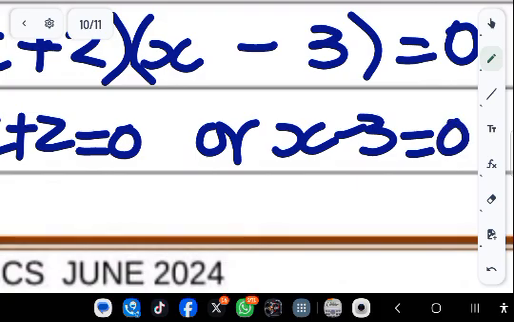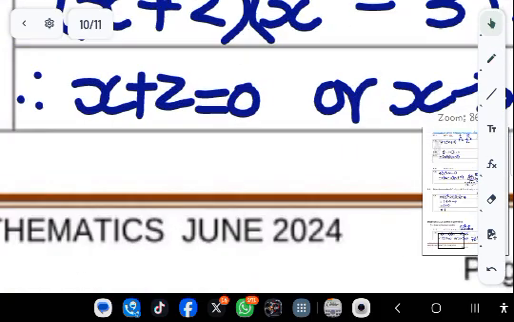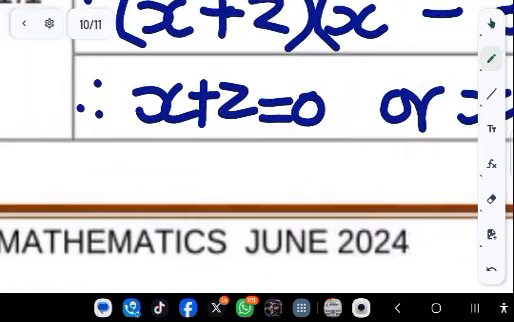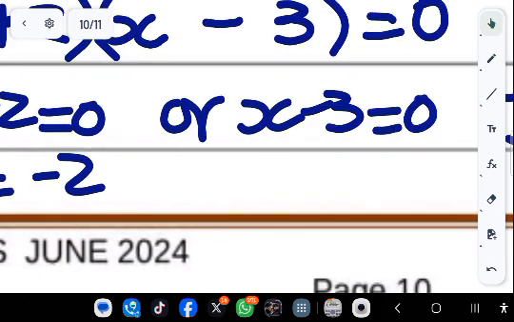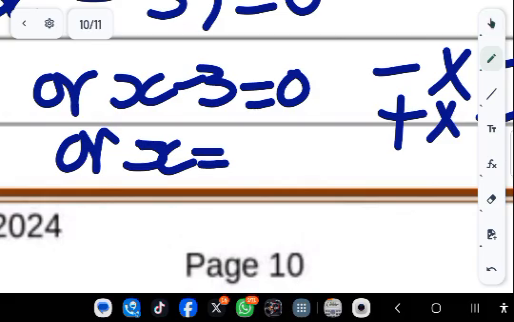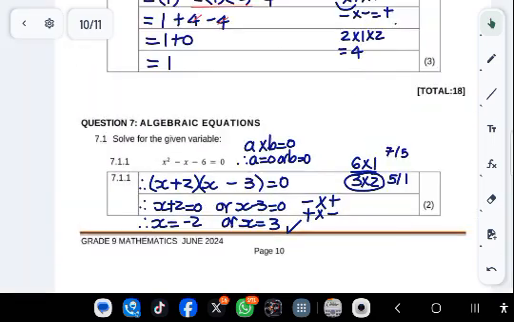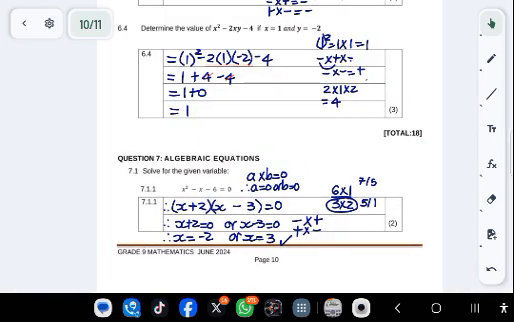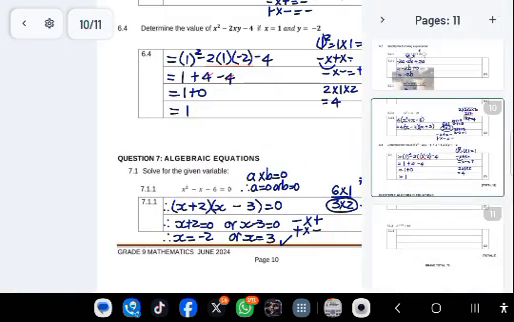And then we solve these linear equations like we would any linear equation. So what you do now, x equals, you just take this 2 to the right hand side and it becomes negative. Same story over here. Take this negative 3 to the right hand side and it becomes positive 3, and that's how you get your answer. So x equals negative 2 or x equals 3.